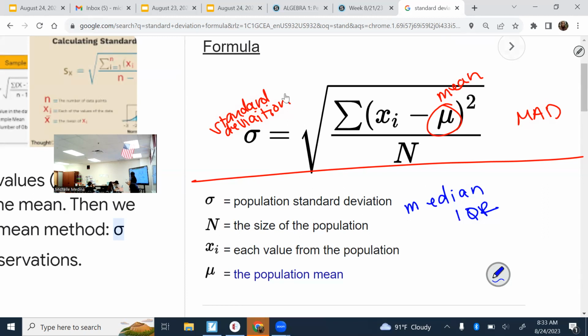When do I use the mean as my measure of center? When do we prefer the mean over the median? When the data is symmetric, we use the mean. So now add that to the group. When the data is not symmetric, that's when you use your median and IQR. So this is all one group. This is the other group.